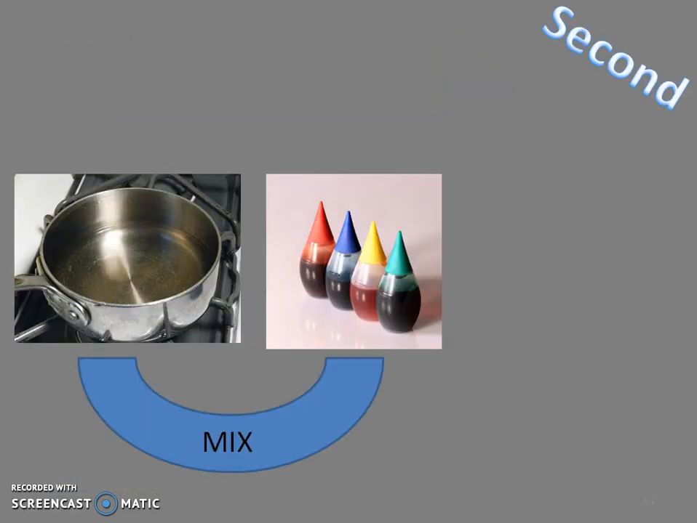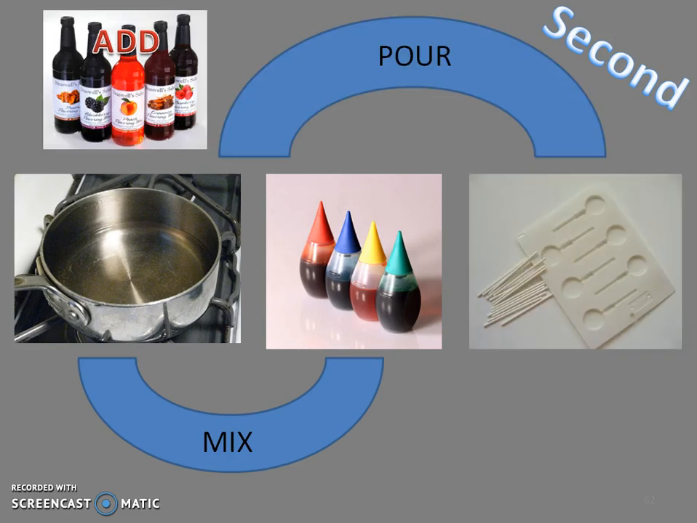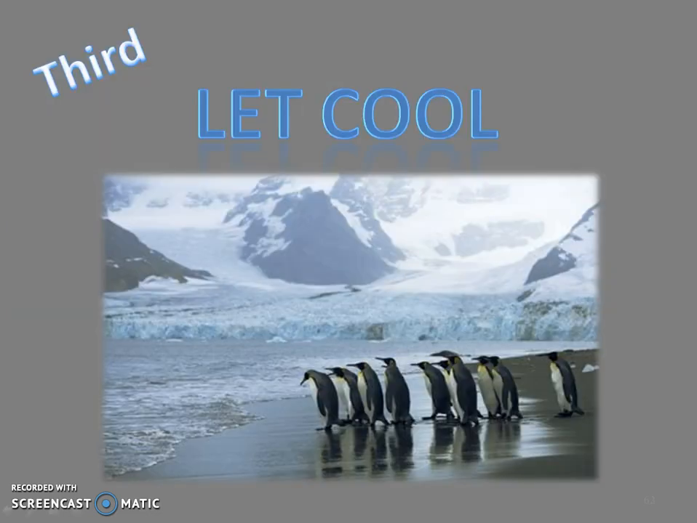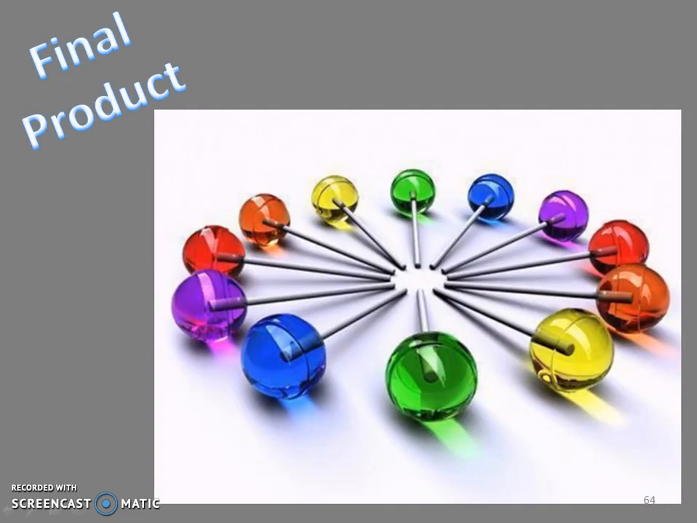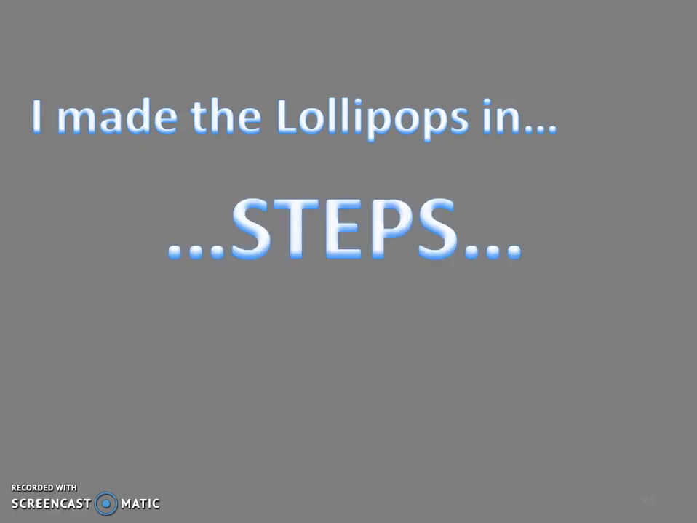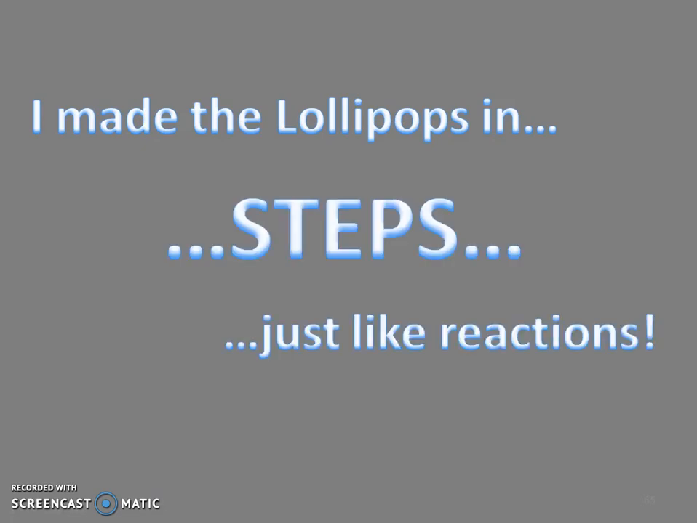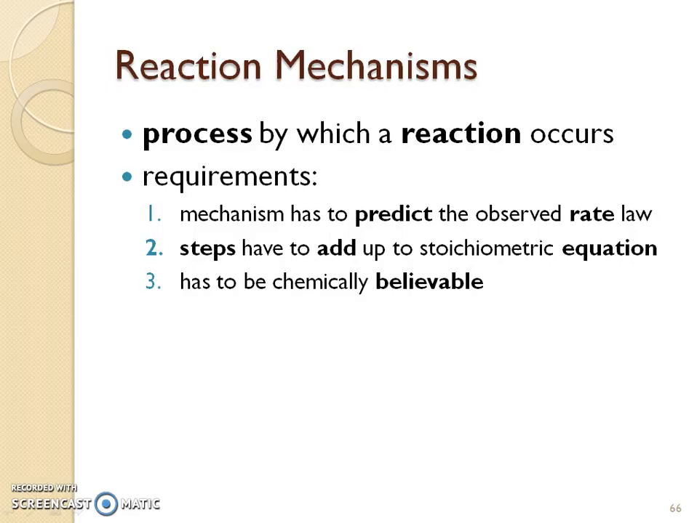Second step would take some of that simple syrup and mix it a little bit with the dye to make it a different color, add some flavoring, and now I'm going to pour it into some molds. My third step is to let it cool. And voila, I have my final product of my lollipops. So again, I made these lollipops in steps, just like reactions, okay? So pause the video, fill in the words, and then play to hear my words. And again, read as you write.